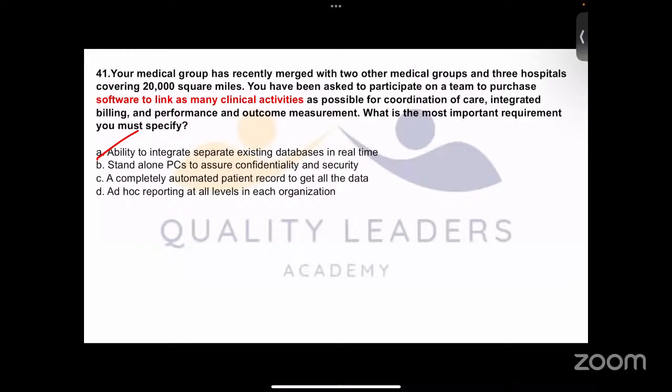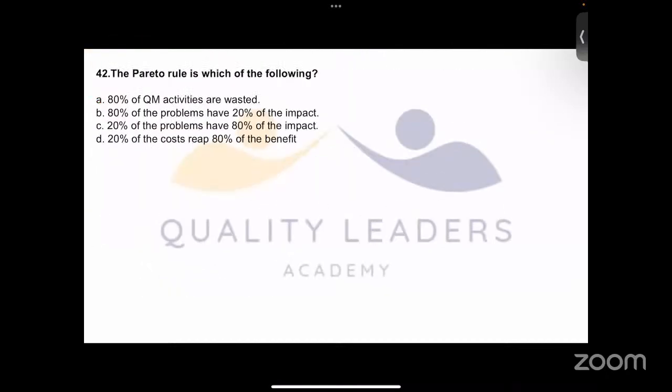Number 42, the Pareto rule is which of the following? Okay, A, 80% of quality management activities are wasted. B, 80% of the problems have 20% of the impact. C, 20% of the problems have 80% of the impact. D, 20% of the cost reap 80% of the benefits.